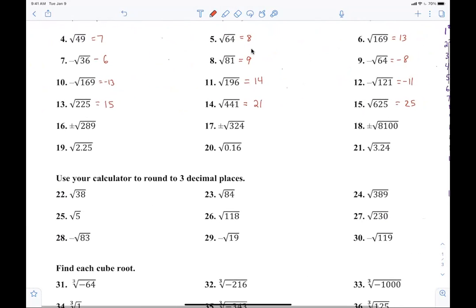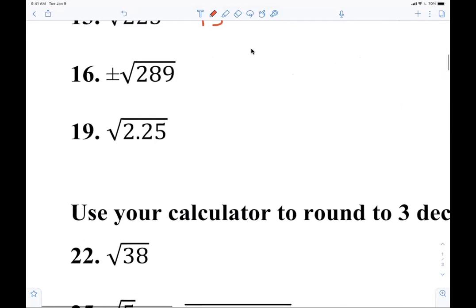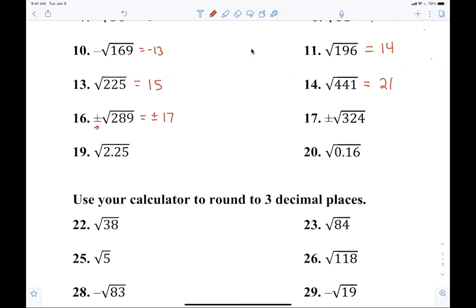Now look at all of our other examples. Yay, girl. Good job. Very good. Now, what does this symbol mean? It could be either a positive 17 or a what? Yes. So we're going to say plus or minus 17. Plus or minus 17. That's a new symbolism. All right. It can be either one of those. All right. Here we go.